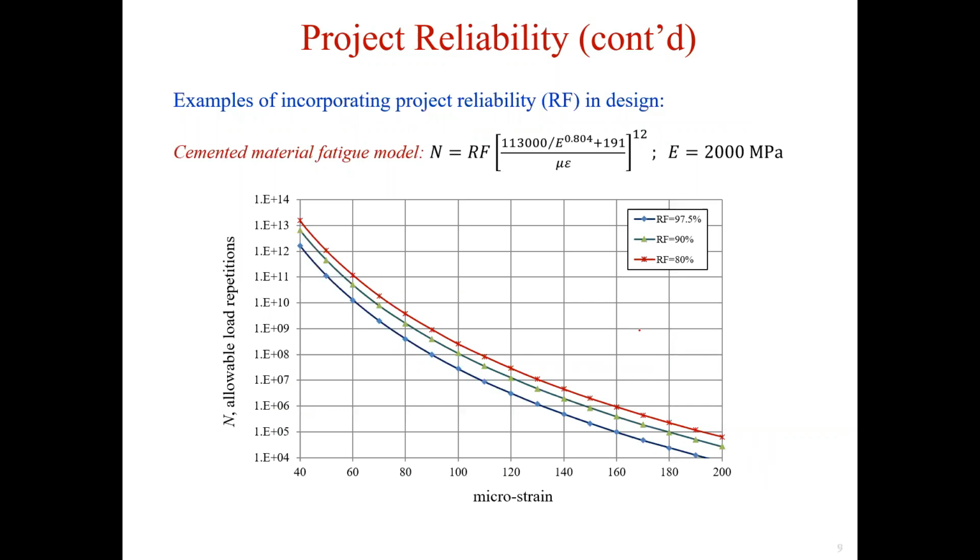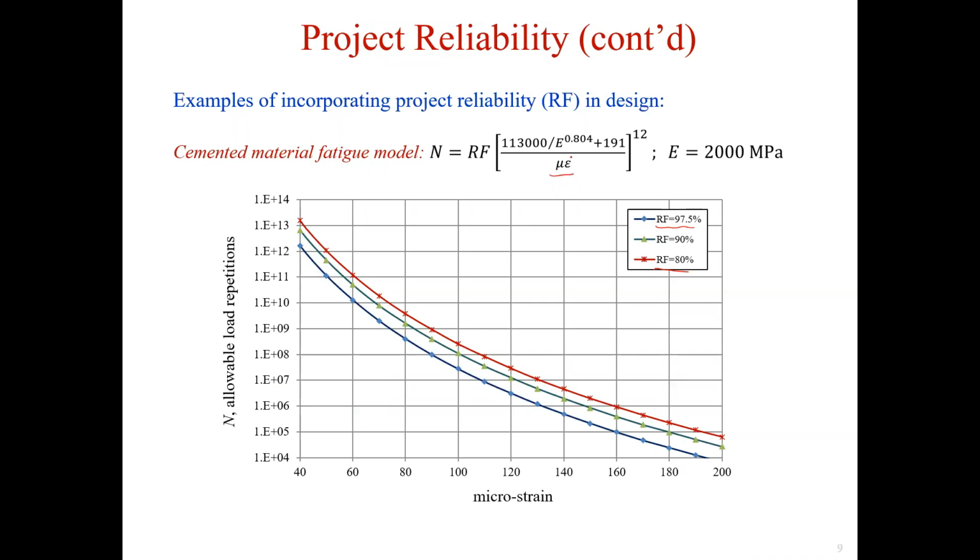The predicted profiles of allowable load repetitions versus the microstrain mu epsilon for project reliability from 80% to 97.5% are shown in the figure below. In the above formula, the Young's modulus is provided as 2000 megapascal. So the only variable is the microstrain.